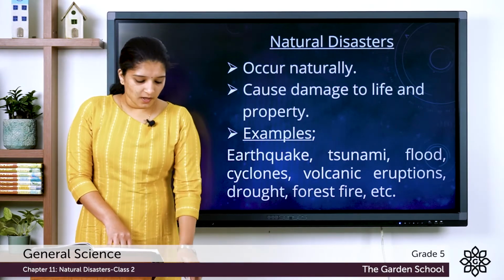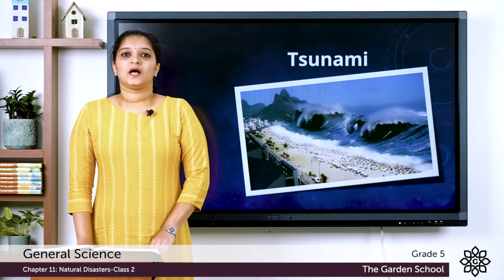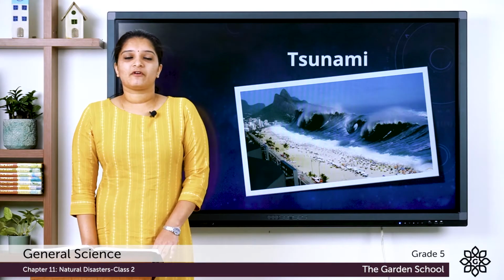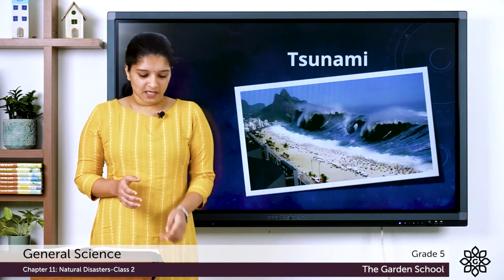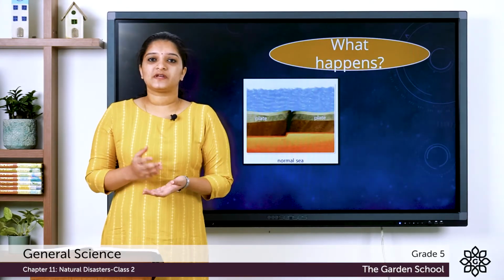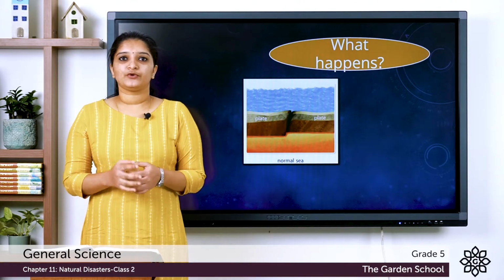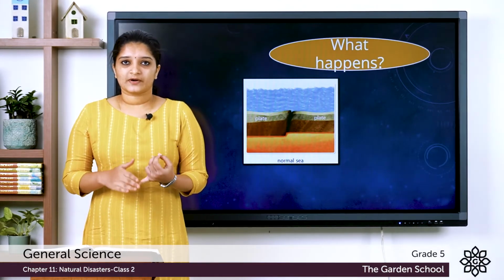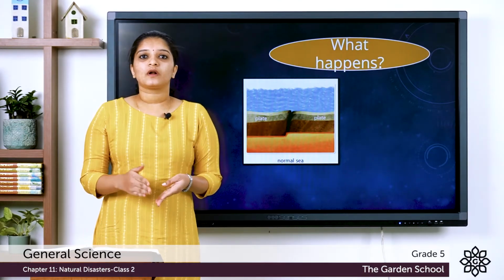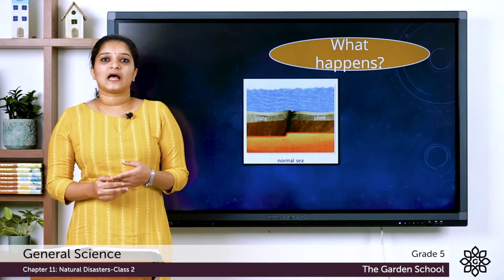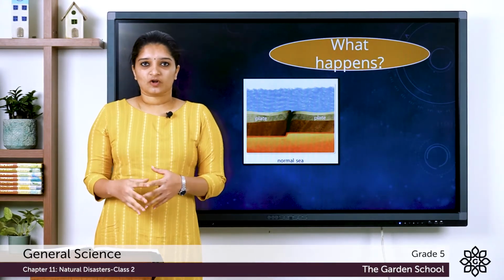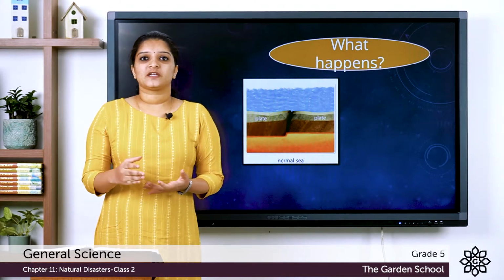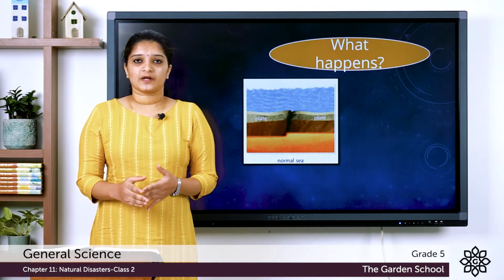First, let's see what a tsunami is. Before we know about tsunami, let's revise something from the previous class in order to know how a tsunami takes place. In the previous class, we learned that the earth is divided into four components. They are the crust, mantle, outer core and inner core. Then we learned that the earth is composed of various plates known as the tectonic plates, and the collision of these tectonic plates leads to earthquake.